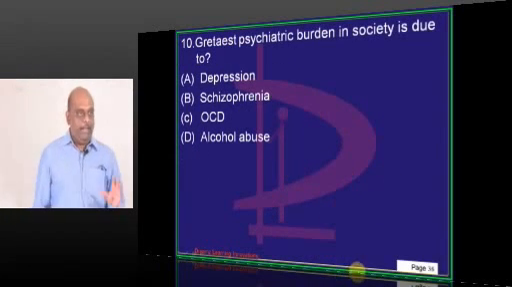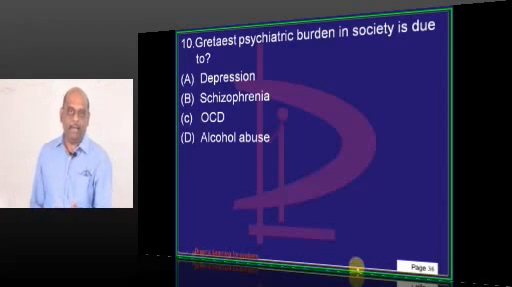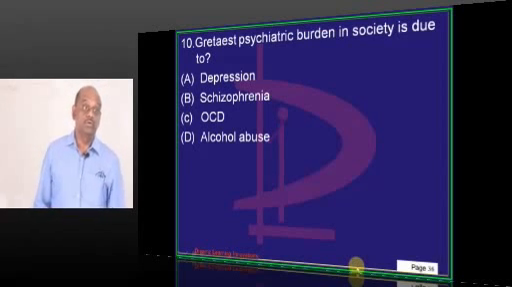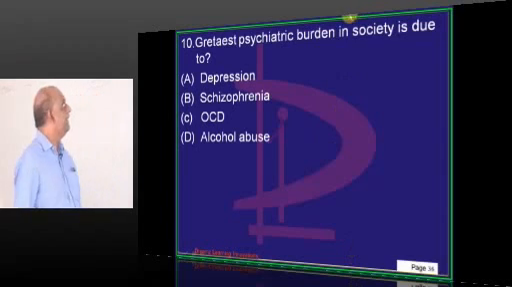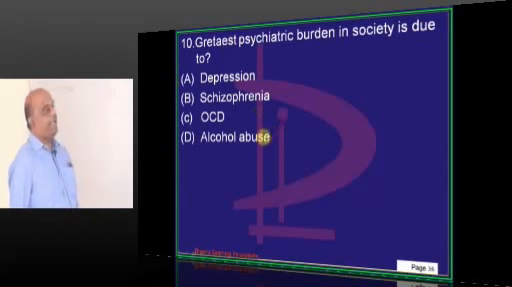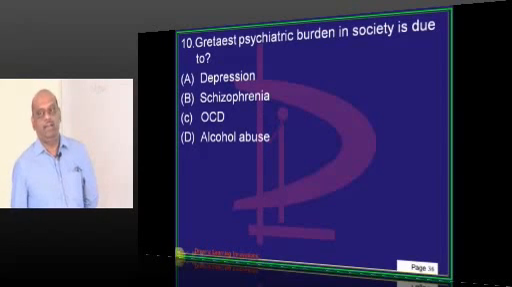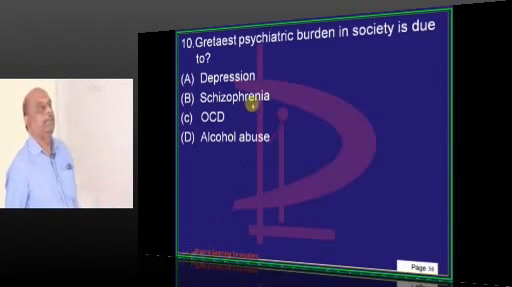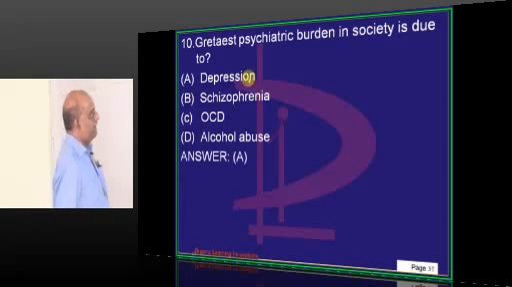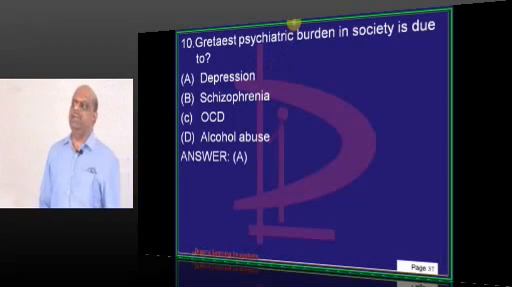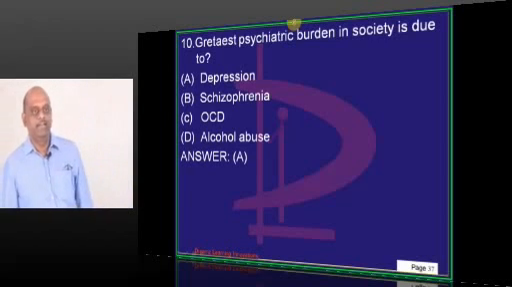So when hypomanic episodes plus depression, you call it bipolar two. Then what is the greatest psychiatric burden to society, doctor? Depression is the biggest burden to society. Sometimes if you are very successful also there is depression. Why?